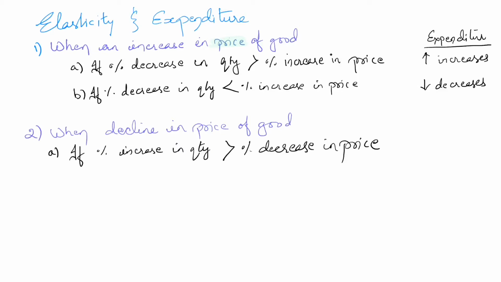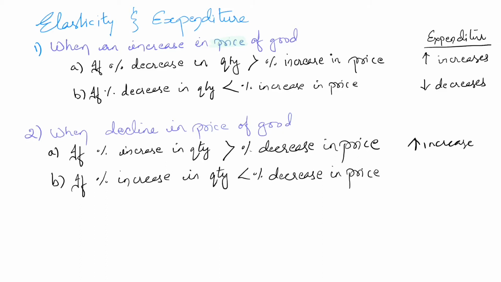Now let's see when there is a decline in the price of a good. It says that if the increase in quantity of consumption of a particular good is greater than the decrease in its price, then your expenditure will increase. Suppose you previously consumed 100 apples for 100 rupees. Now suppose the price of the apple has gone down by 10 rupees and now it costs 90 rupees, but you increased your consumption to 200 apples now. Obviously your expenditure will increase.